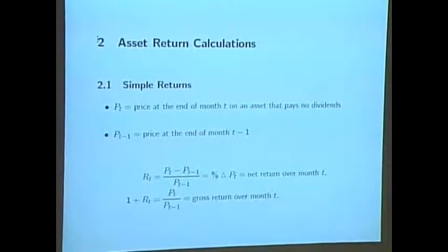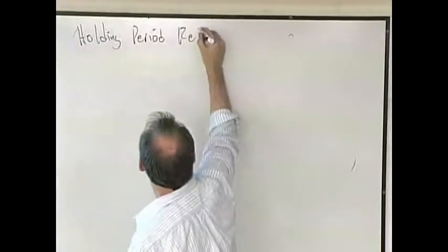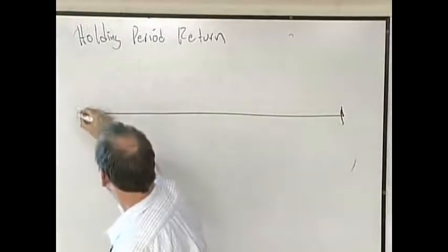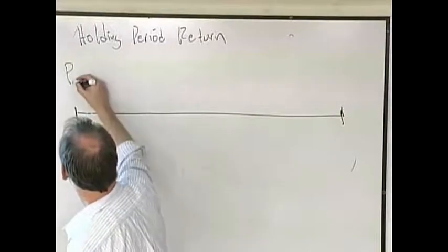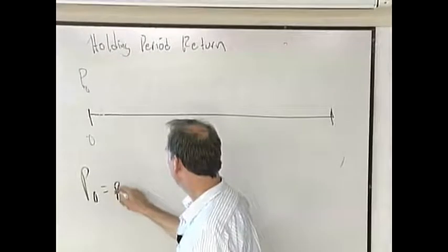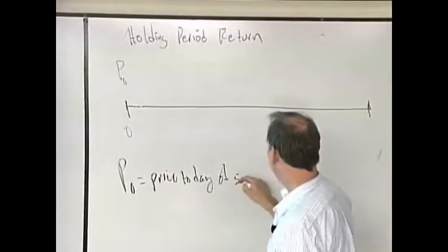So again, the idea of a timeline is useful for asset return calculations. So the idea is today I have some asset I purchased for P0. So P0 is the price today of some asset.